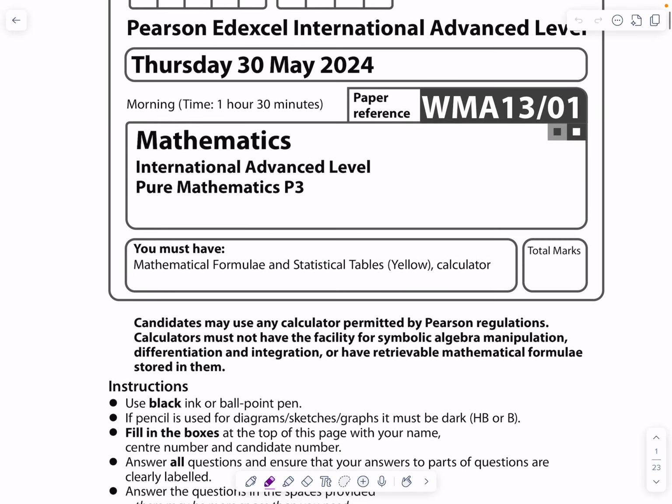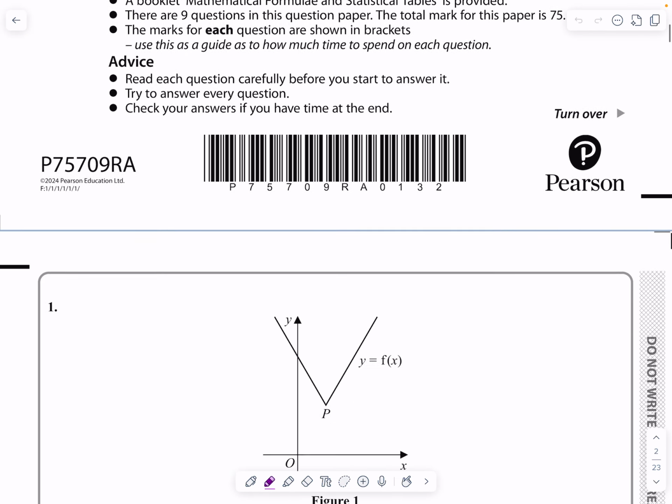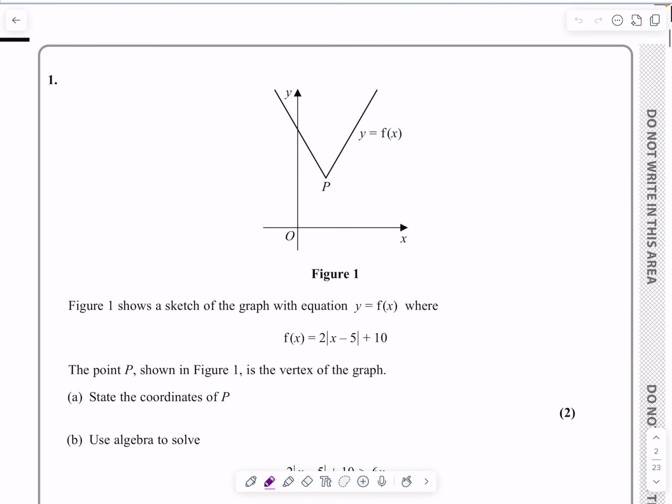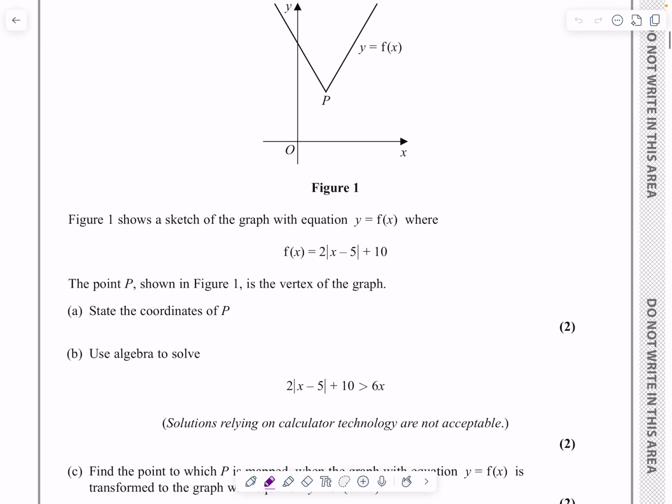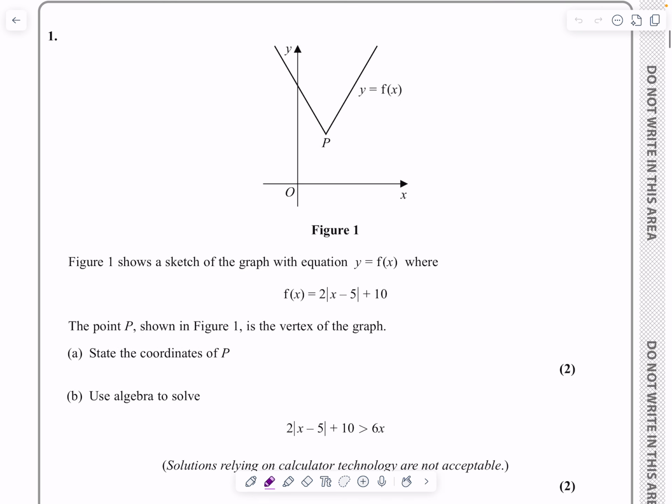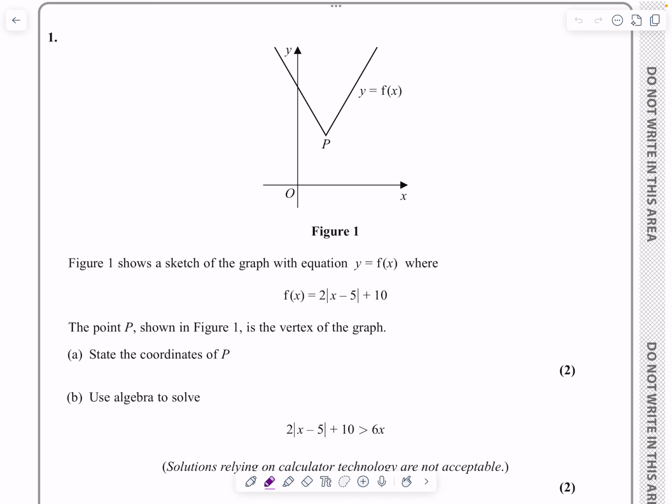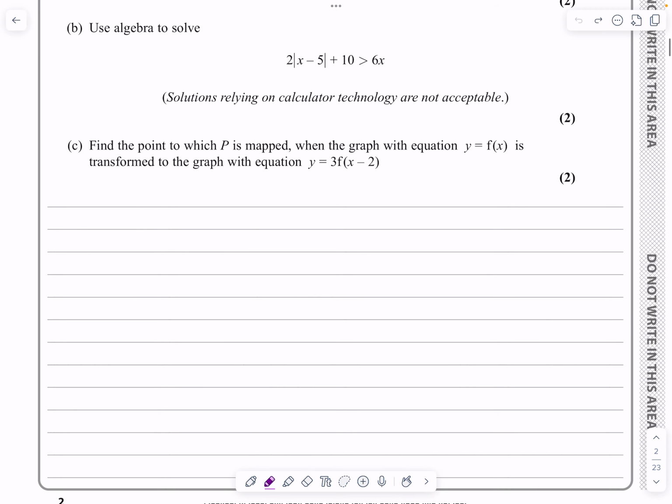Okay, this is the P3 paper from June 2024. It's question number 1, and this is a functions and graphs question. In particular, as you can see, we're going to be looking at modulus functions. So let's have a look at part A, which says we've got this function, f(x) equals 2|x - 5| + 10, and it asks us to find the coordinates of point P here, which clearly is the minimum value on the graph. So really straightforward with this one.